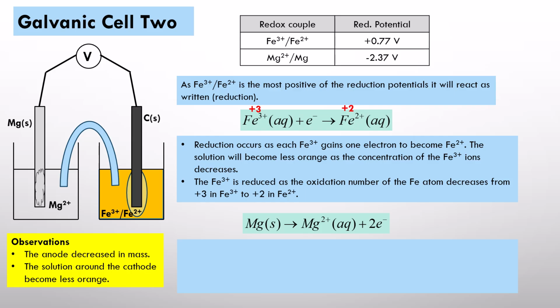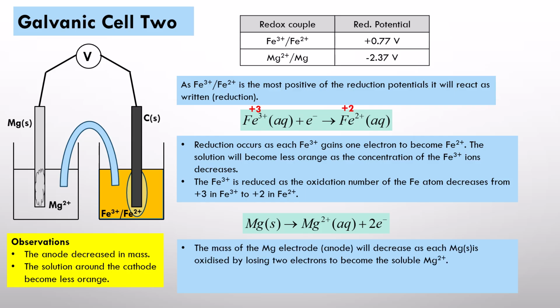I always remember it because oxidation and anode both start with a vowel, and reduction and cathode both start with a consonant. Okay, so anyway, let's explain this using electrons. You can see that because there are electrons on the right hand side, the magnesium metal has lost 2 electrons. The mass of the electrode decreases as each magnesium solid is oxidized by 2 electrons. I'm being specific: 1 Mg solid is oxidized by losing 2 electrons to become the soluble Mg2+.